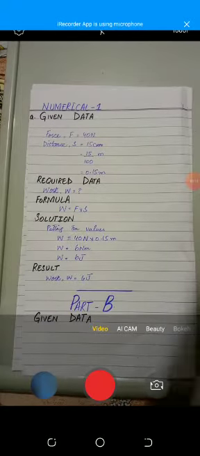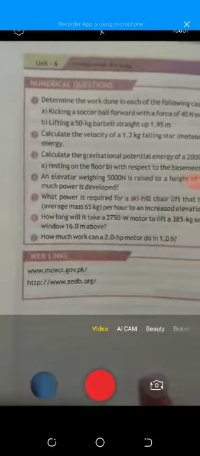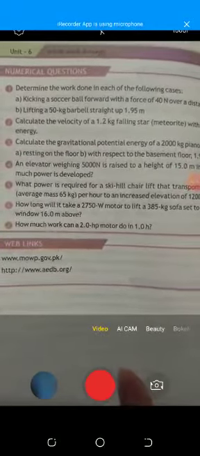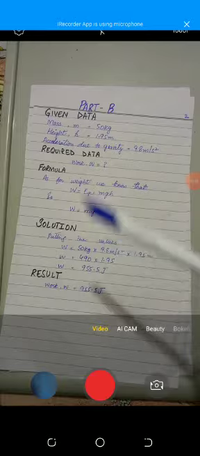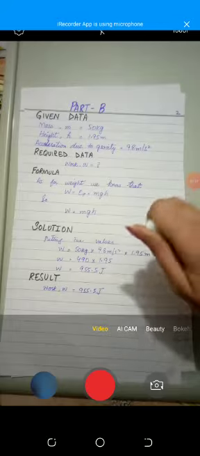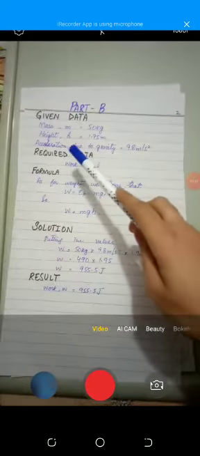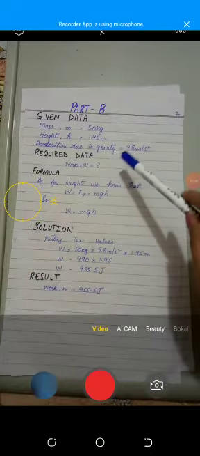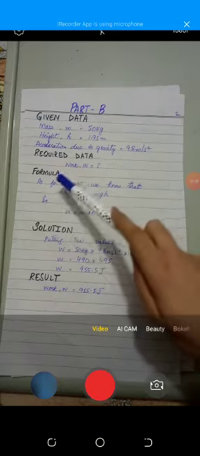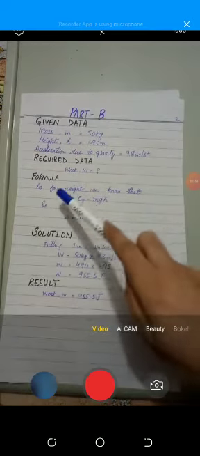In part B, the question given to you is lifting a 50 kilogram barbell straight up 1.95 meter. So the mass is 50 kg and the height is 1.95 meter. The ball is moved in the upward direction, so acceleration due to gravity also comes in. The acceleration due to gravity equals 9.8 meter per second square. Required data: work W equals question mark.